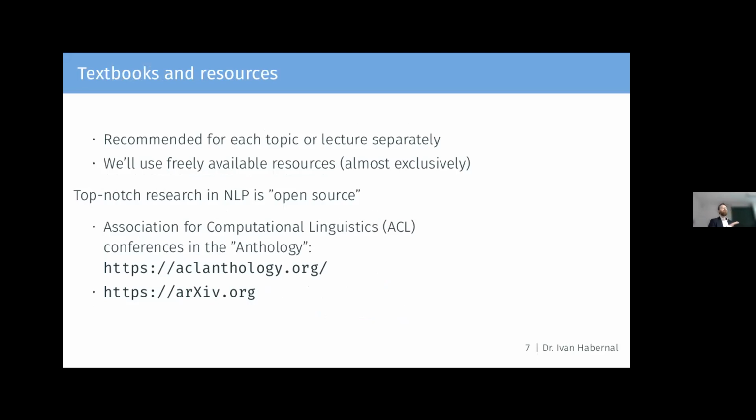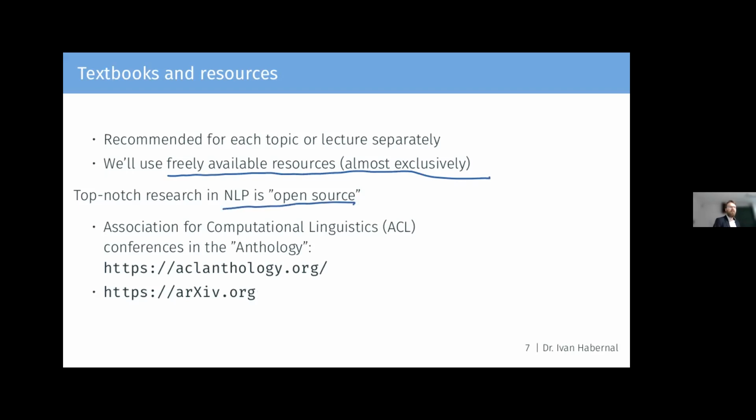Resources: there's no textbook for the whole course. There are two reasons for that. First, deep learning for NLP, the field, is evolving so rapidly that if you write a textbook, two years later you can use half of it. Second, we're mostly using freely available resources. Everything we use, you can get for free legally, and the top-notch research in natural language processing is also open source.